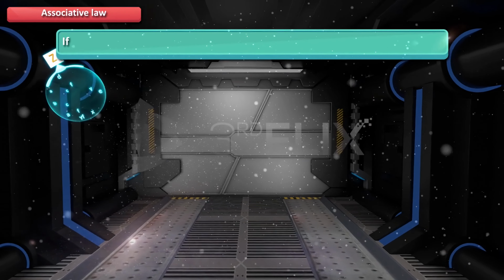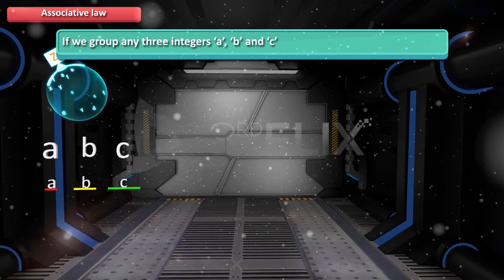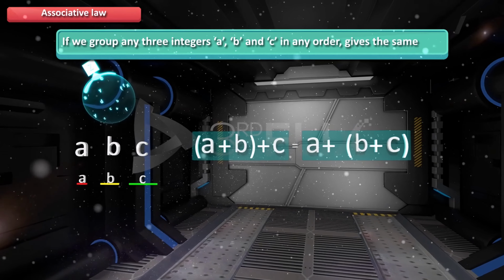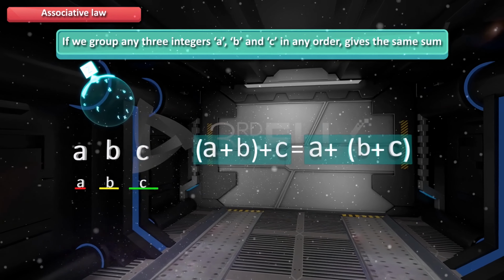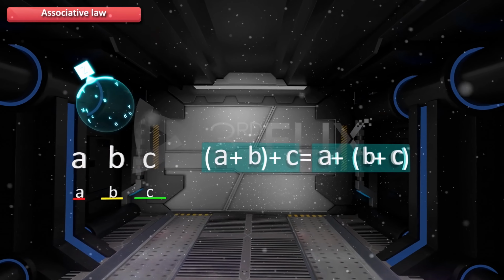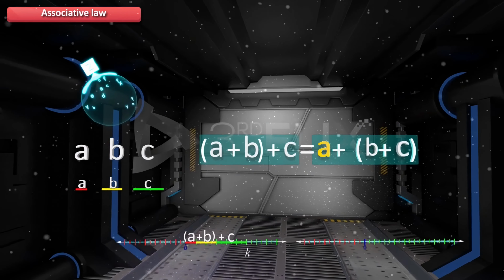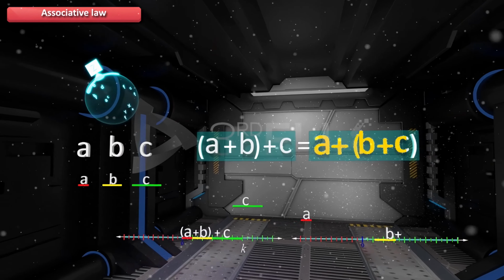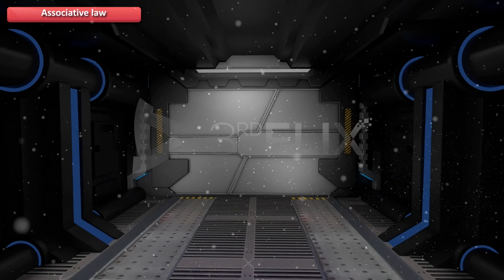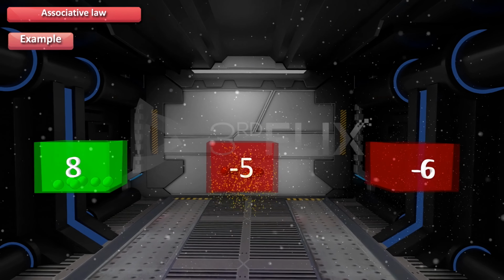Associative law. If we group any three integers, a, b, and c, in any order, it gives us the same sum. If a, b, and c are any three integers, then a plus b plus c equals a plus of b plus c. Example: 8, minus 5 and minus 6.